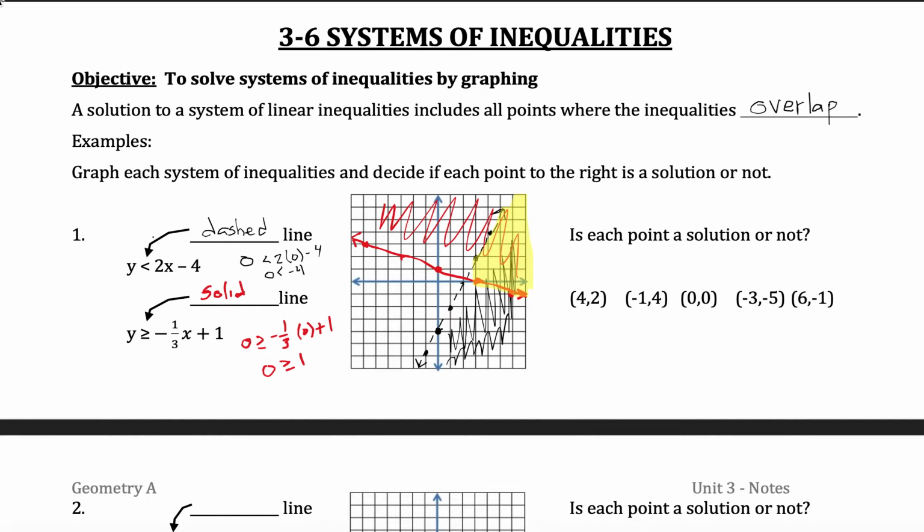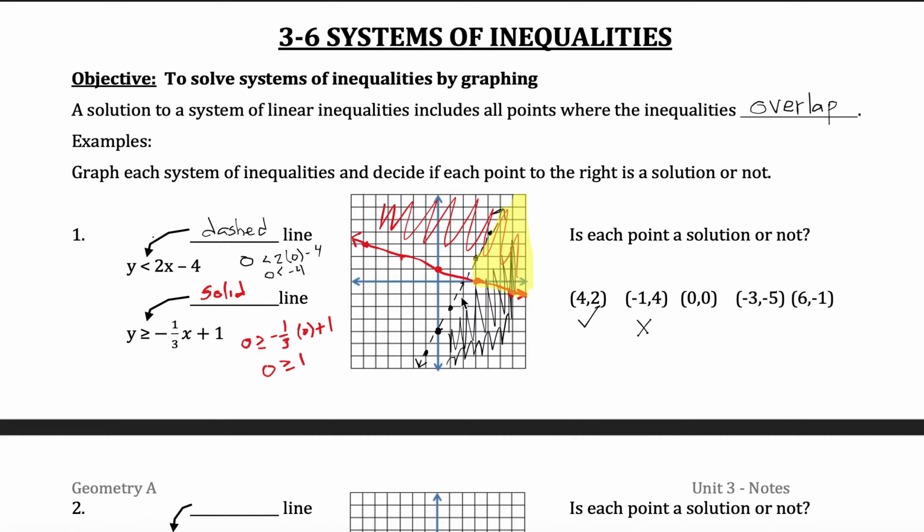So then the next step that we want to take is to answer, is each point a solution or not? So we look at the point 4, 2. So 1, 2, 3, 4, 1, 2. That's right here. That is a solution. Then we look at negative 1, 4. So we have negative 1, 4 is up here. That's a solution to our solid line, or to the second inequality, but it is not a solution to our dashed line or first inequality, so it's not a solution to the system.